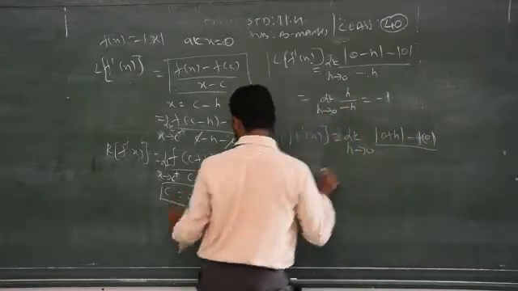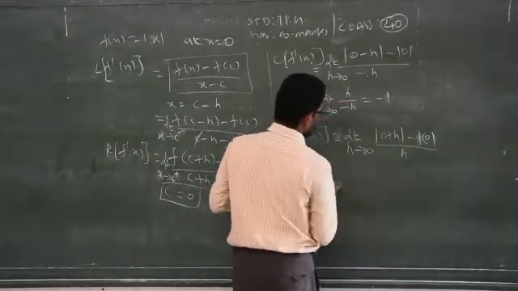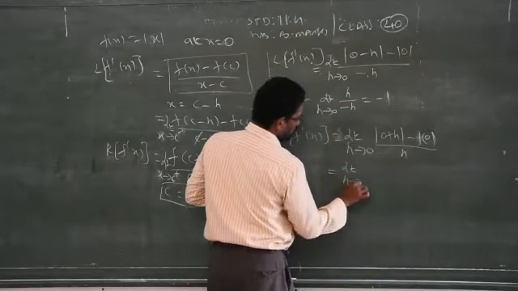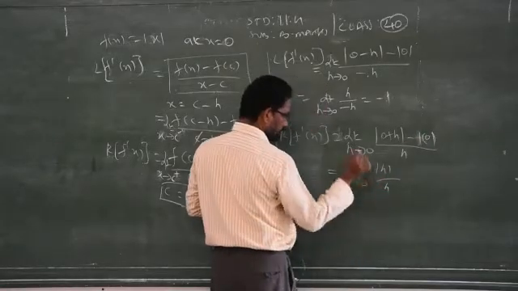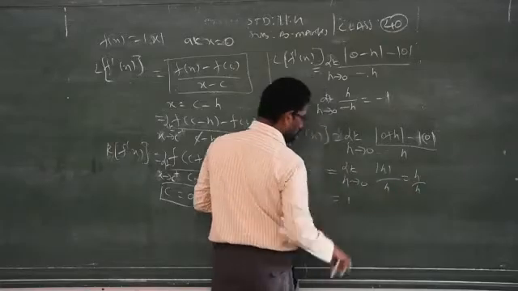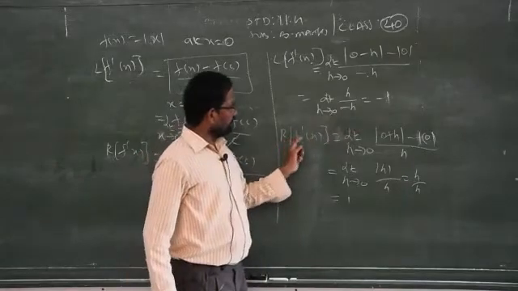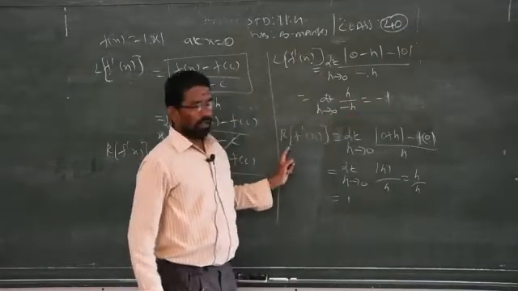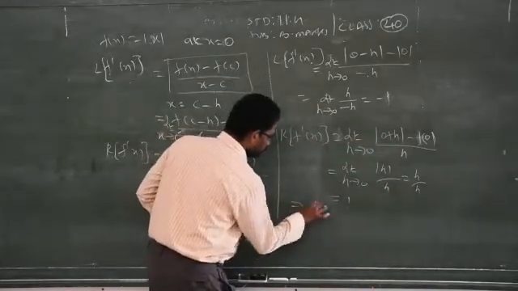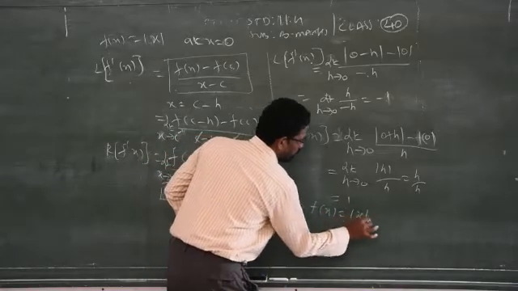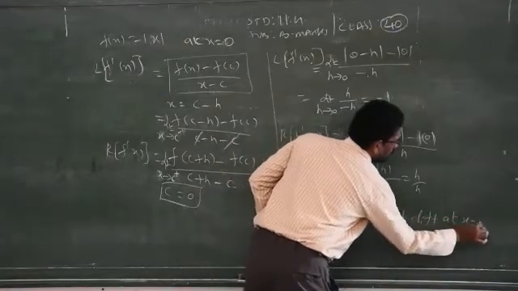Denominator, what is there already? Plus c minus c get cancelled, only h remains. So limit h goes to 0, modulus of h, this will become h over h. So h gets cancelled. So the answer is 1. Now you see the left hand derivative is minus 1 and the right hand derivative is plus 1. These two are not equal, therefore f of x equal to modulus of x is not differentiable at x equal to 0.